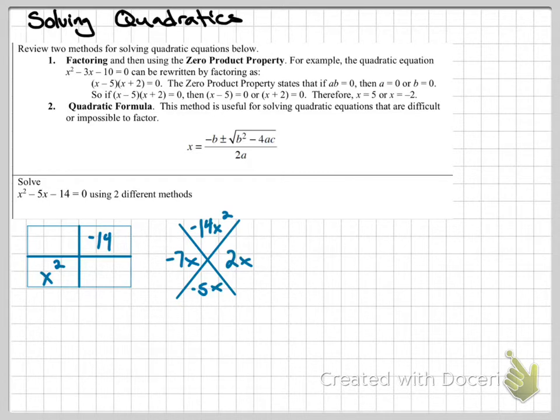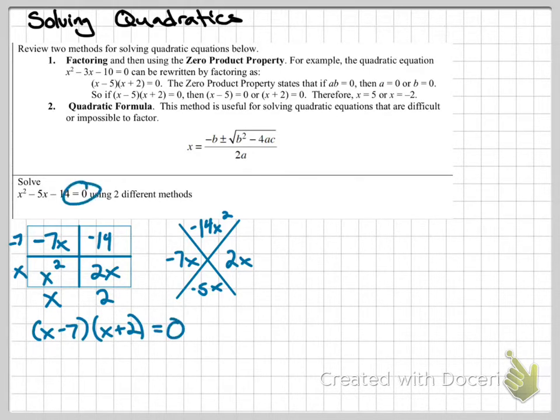Remember, those answers go inside your empty boxes. Then if you look at the first column, GCF, those both have an x. This must be x in order to get x squared. X times this must be negative 7 will give me negative 7x. And negative 7 times 2 will give me the negative 14. So factored, x minus 7 times x plus 2 still equals 0 because the problem equaled 0.